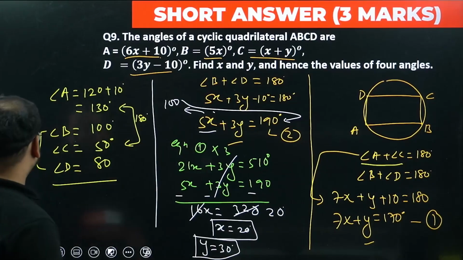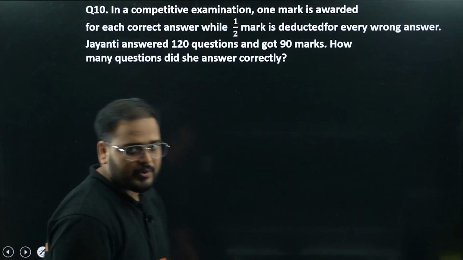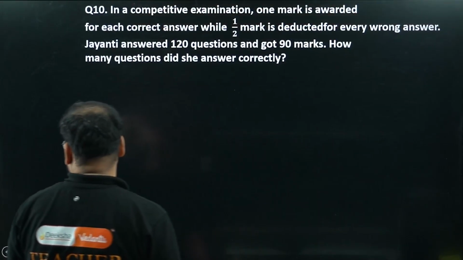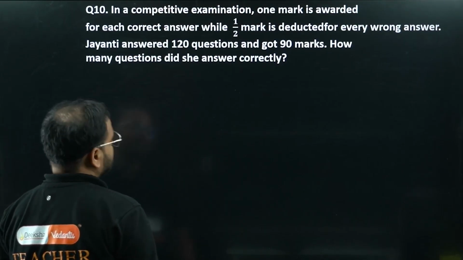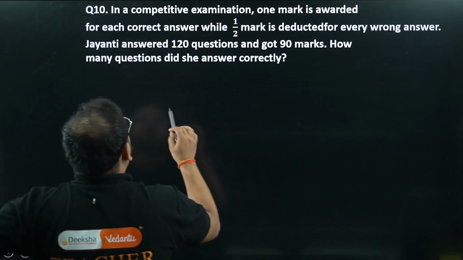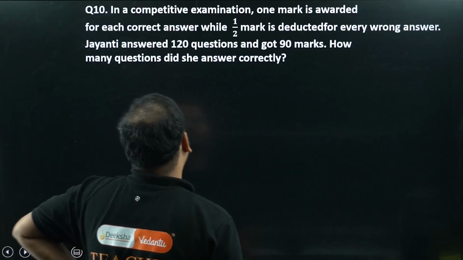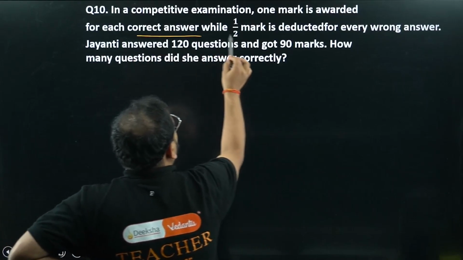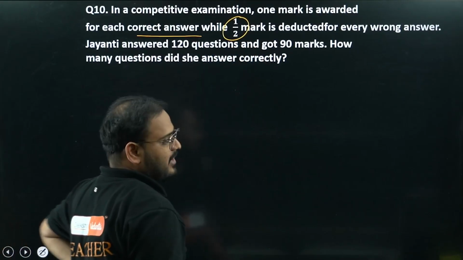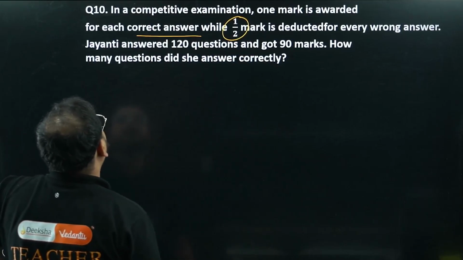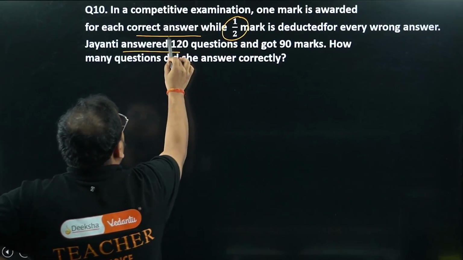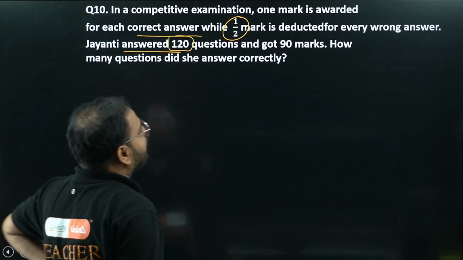Moving on to the next question, number 10. Question number 10 is a very good question. It's an excellent question. You'll see. In a competitive examination, 1 mark is awarded for each correct answer, while half is deducted for every wrong answer. Jayanti answered 120 problems and got 90 marks.